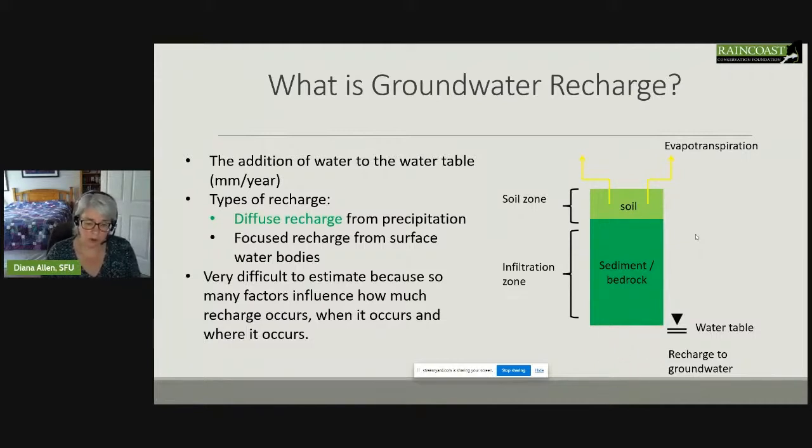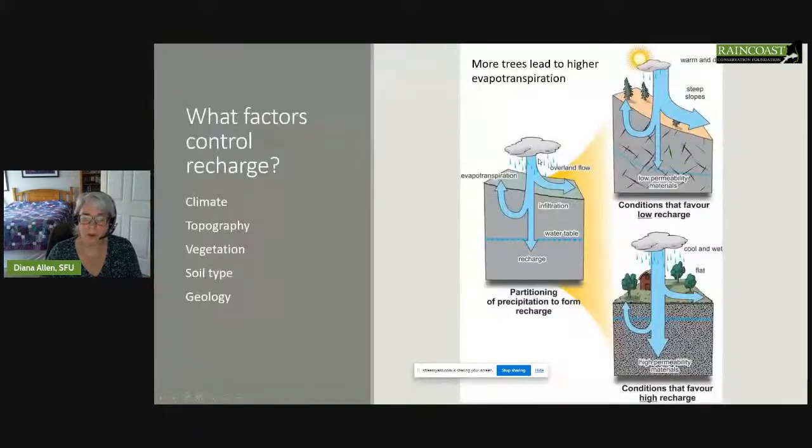So it sounds like a very simple mechanism here, but it turns out that it's very difficult to estimate recharge because there are so many different factors that influence how much recharge occurs, when it occurs, and where it occurs. Some of these factors include climate, topography, vegetation, soil type, and geology.